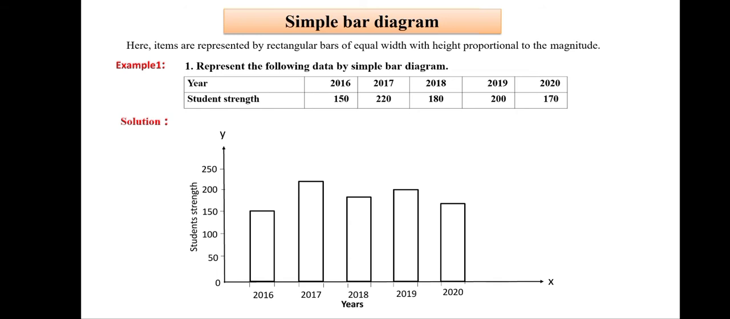You can see that the width between each rectangular bar is equal. Widths are equal between the rectangular bars. And also write down the title. Here the title is simple bar diagram representing student strength. And the scale is y-axis 1 centimeter is equal to 50 units. So here we have taken the gap of 50 units. So you have to write the scale here.